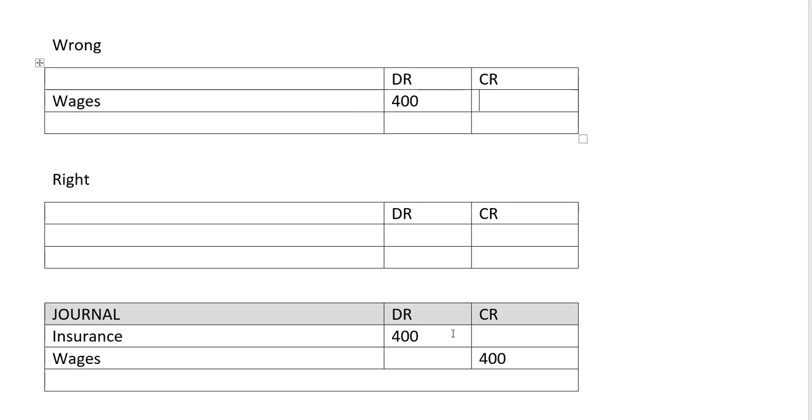So this is what my journal will look like. I'm going to debit the insurance expenses account and I'm going to credit the wages account, and then finally I'm just going to put in a description. There we go.